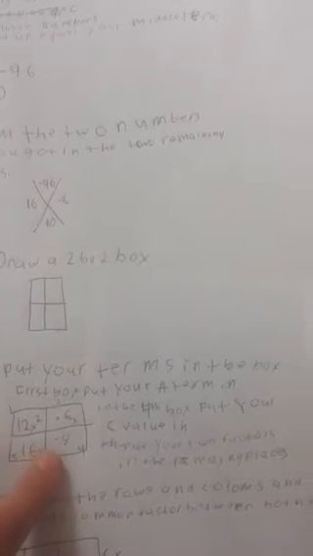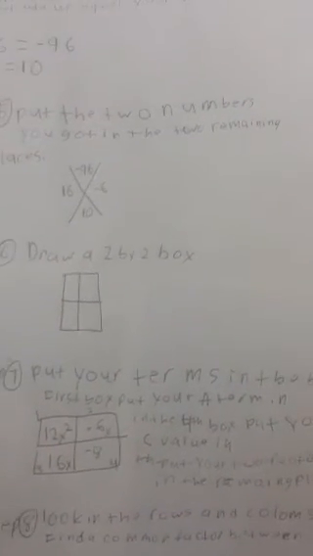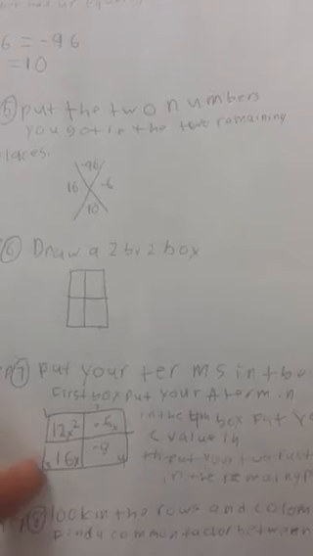For step 6, you draw a 2 by 2 box. Step 7, you put your a value, or your first term, in the first box. The fourth box here, you put your c value. You put your c value here, and you put your a value there. And then the two other numbers you got, which here are 16 and negative 6, you have 16x and negative 6x, you put 16x there and negative 6x there.